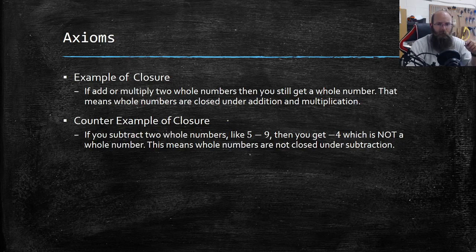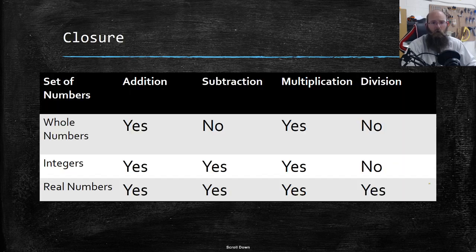A counterexample, or one that's false then, right? This means it's not true for it. If I subtract two whole numbers, so 5 minus 9, then you get -4. But -4 is not a whole number. That means whole numbers are not closed under subtraction, because when I subtract two things, it's not a whole number anymore.